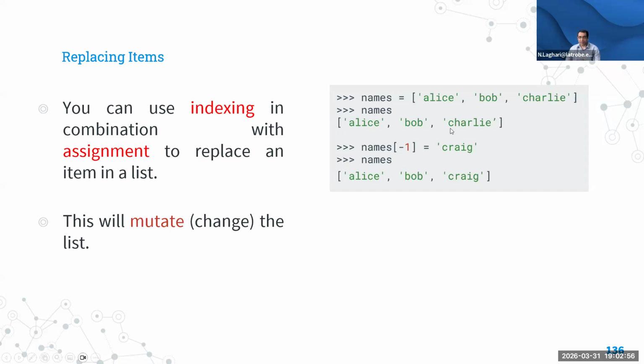And at -1, you have assigned the new value. So now the list is the same existing list. You have just changed the -1 element, or the last element, to Craig. So now the list is Alice, Bob, and Craig.